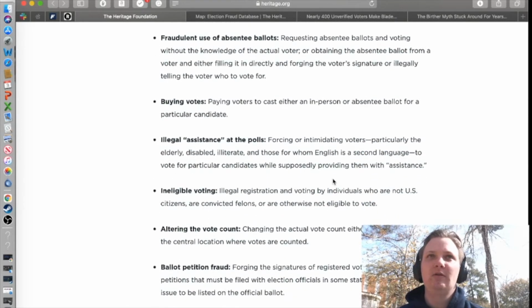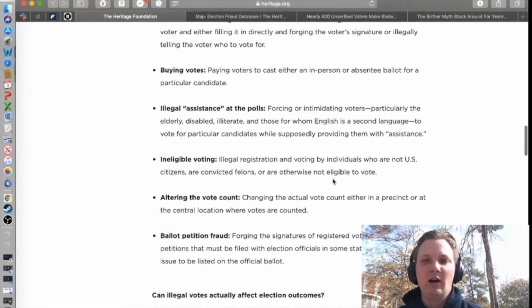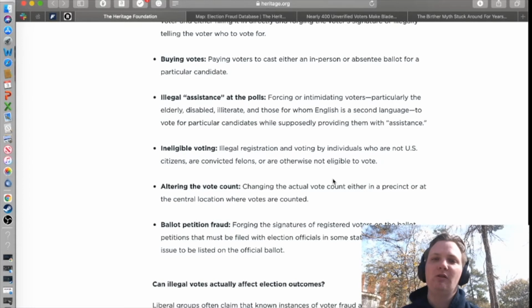You also have voter fraud through absentee ballots, which is simply requesting ballots and voting without the knowledge of the actual voter, or obtaining an absentee ballot from a voter and either filling it in directly or forging the voter's signature, or illegally telling the voter who to vote for. You also have the idea of stuffing the ballot box, or stuffing the physical polling locations, and basically stacking votes.